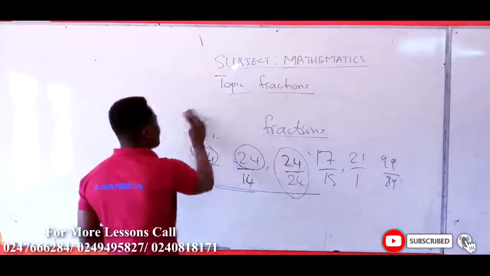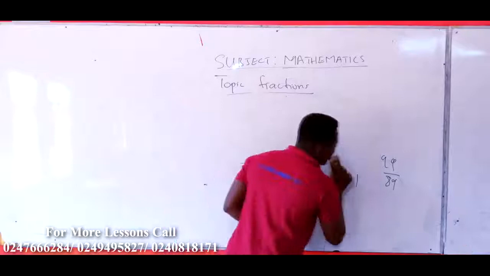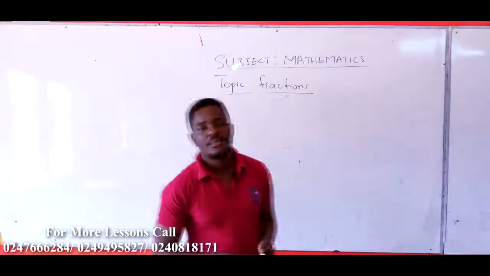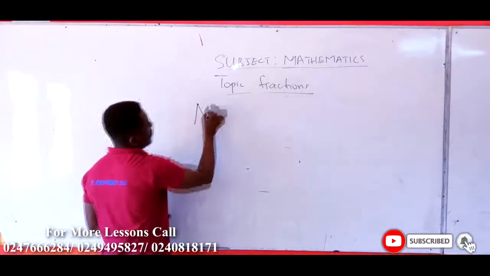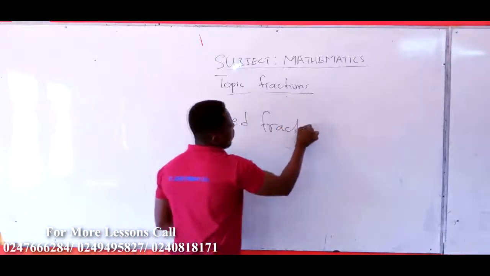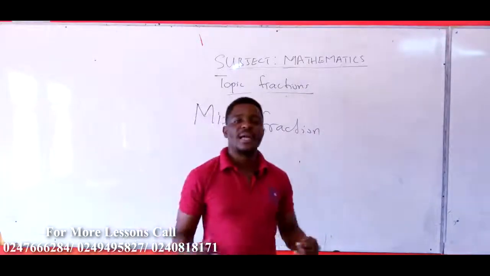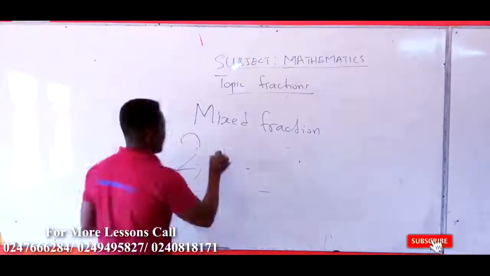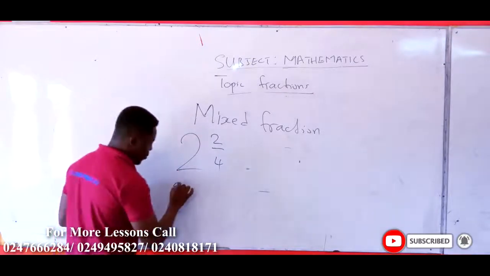Now, having understood this, quickly let's look at mixed fractions. What is a mixed fraction? A mixed fraction has a whole number and a proper fraction. It is the combination of a whole number and a fractional part. Now, this is a whole number, and then the fractional part, 2 over 4. This is also a whole number.